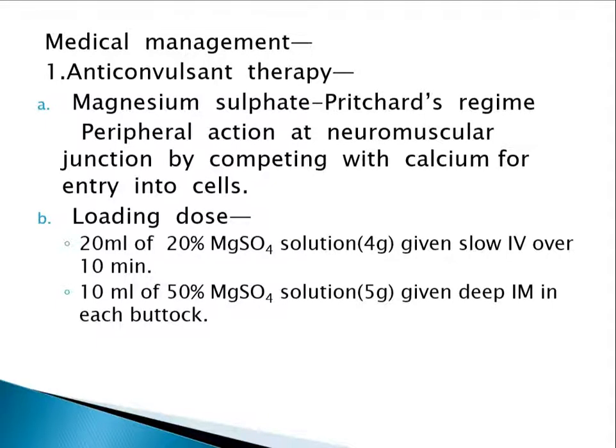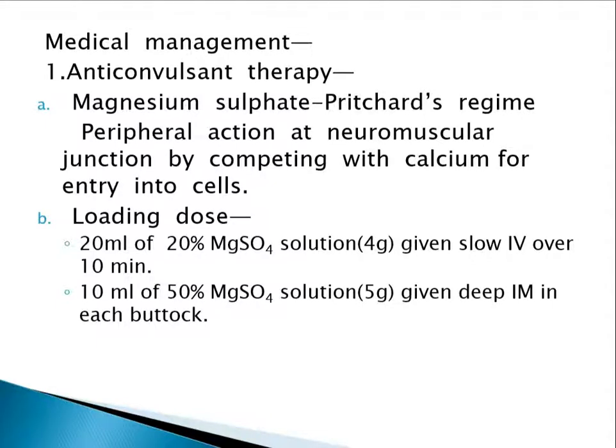Now, this magnesium sulfate, how does it act? It acts at the neuromuscular junction. It competes with calcium for entry into the cells. So calcium entry will not be there, the muscle cell cannot contract. So convulsions will reduce. Now, how do we give this? Loading dose is 20 ml of 20% magnesium solution. That becomes 4 grams. It is given slowly intravenously over 10 minutes.